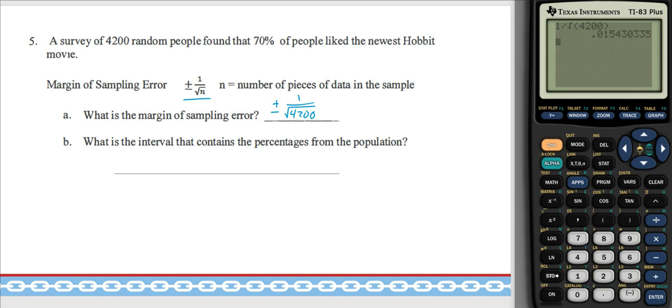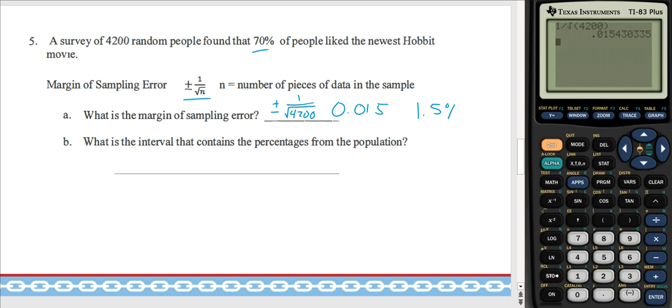And I would probably round that off to 3 decimal places, right? So 0.015. And then because I have a percent here, I would want to go ahead and make that plus or minus 1.5%. So that is my margin of sampling error. To find this interval, then, you are going to go plus or minus 1.5% from the 70, right? So 70 minus the 1.5, 70 plus the 1.5, and you could probably do that mentally.